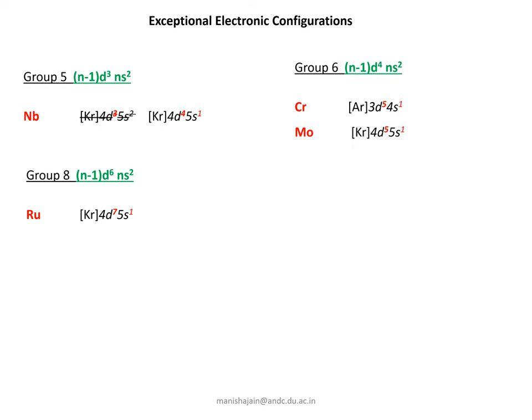with a half-filled d orbital, but still the anomaly is being observed because it may be that at these elements the exchange energy is able to overcome the reduced amount of unpairing and excitation energy, and therefore wherever the possibility exists of generating a greater number of unpaired electrons, the anomaly is being observed. Then for group 9, rhodium displays the anomaly by giving 4d8 5s1.